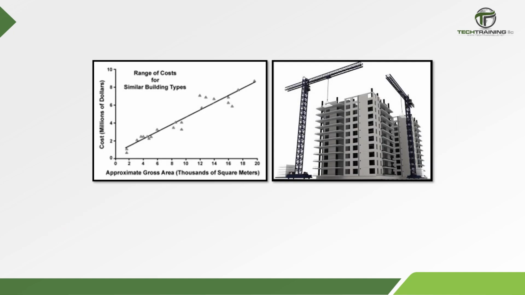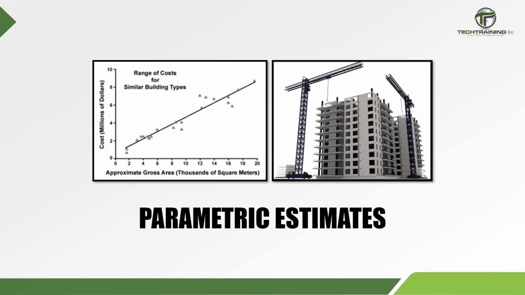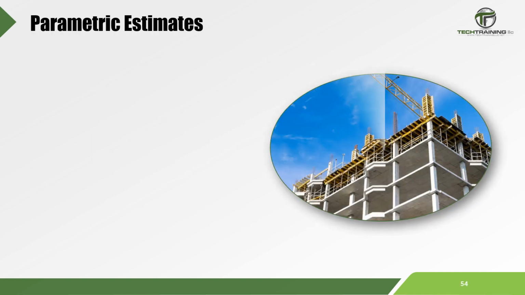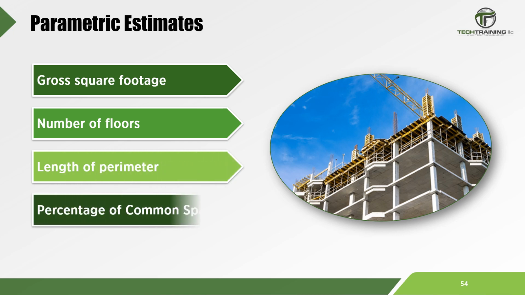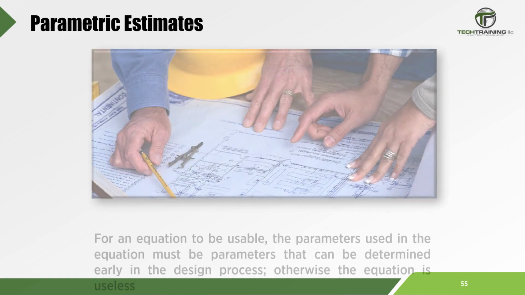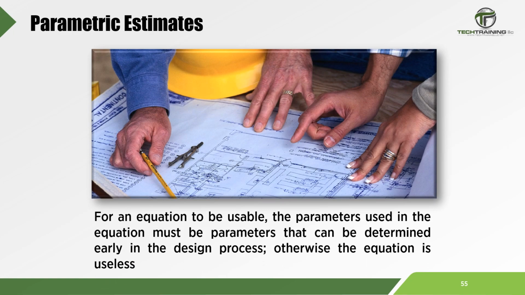There is also what is known as parametric estimates. Parametric estimates use equations that express statistical relationships between building parameters and the cost of the building. The building parameters used in the equation may include the gross square footage, number of floors, length of perimeter, the percentage of the building that will be common space, and so forth. For an equation to be usable, the parameters used in the equation must be parameters that can be determined early in the design process. Otherwise, the equation becomes useless.